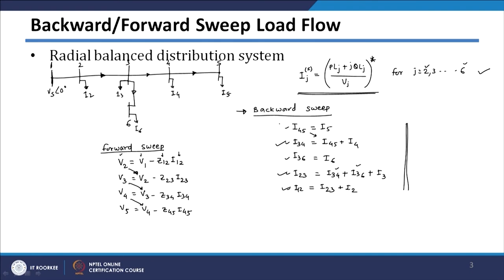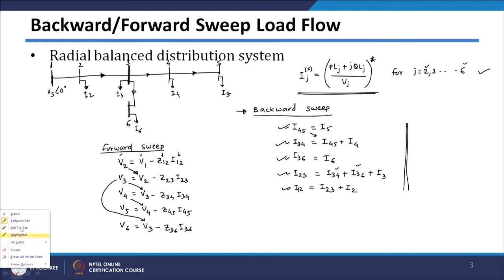And then V6 will be equal to V3, because the 6th bus is connected to bus 3 here. So it will be V3 minus Z36 into I36. I36 is already known, and V3 we can get from here, since it is calculated before calculating V6, because we are starting with the source node.